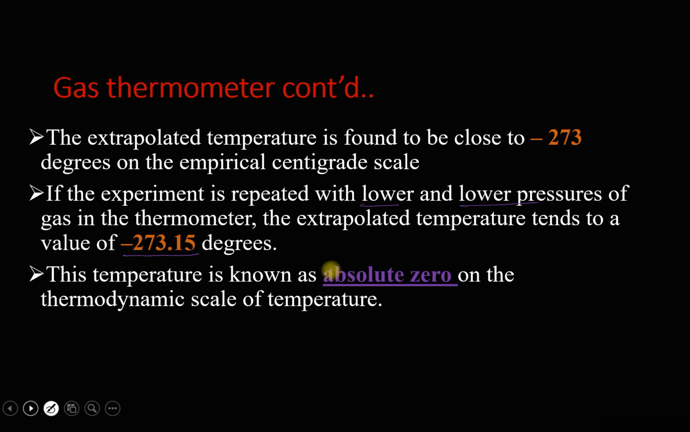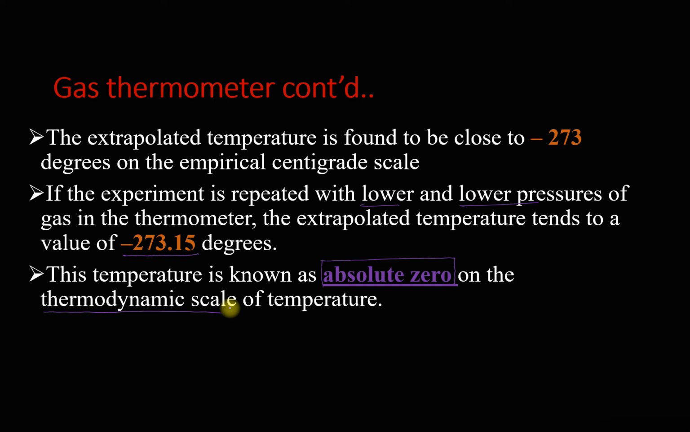This temperature is what is known as absolute zero on what we call the thermodynamic scale, or the absolute scale of temperature. So this value has a big significance, as we are going to see, and it is not going to depend on any particular substance, because we have seen how we arrived at it.